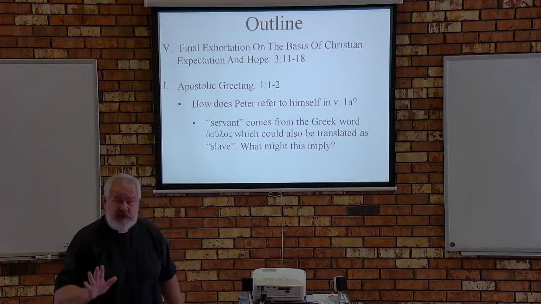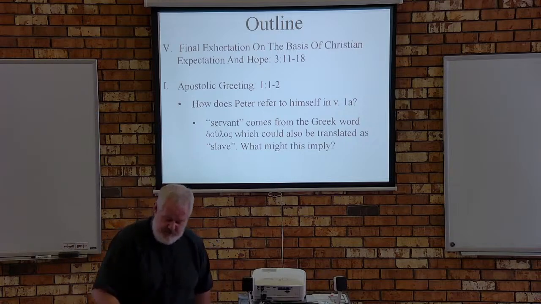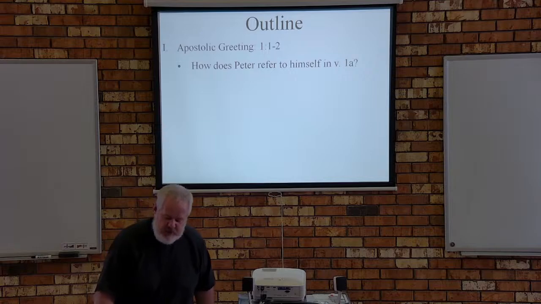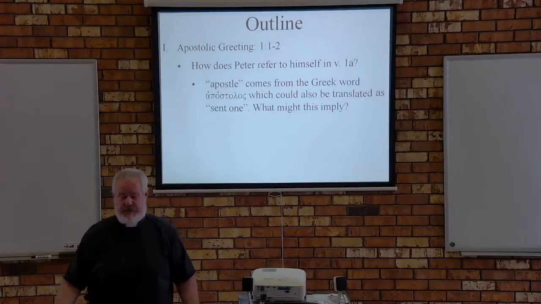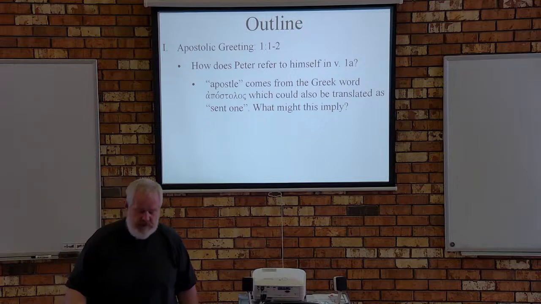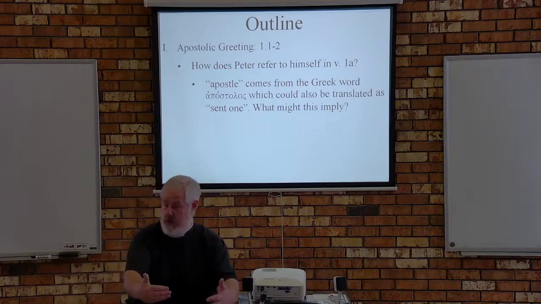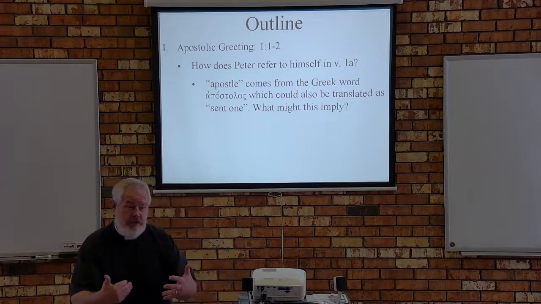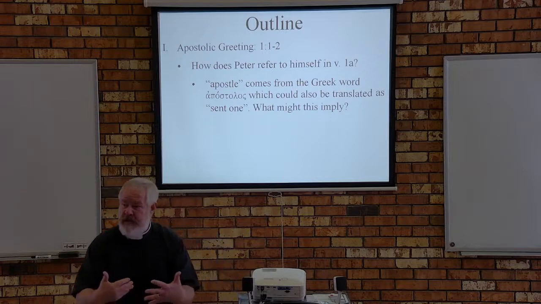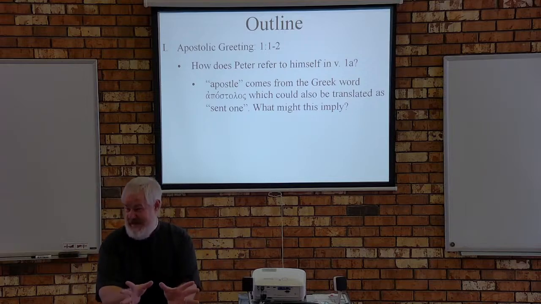So he first refers to himself as a servant of Jesus Christ, or a slave of Jesus Christ, and then he also refers to himself as an apostle. The English word apostle comes from a Greek word, apostolos, which could be translated as a sent one. So again, one who's sent does what? Well, does the bidding of the one who is sending them, right?